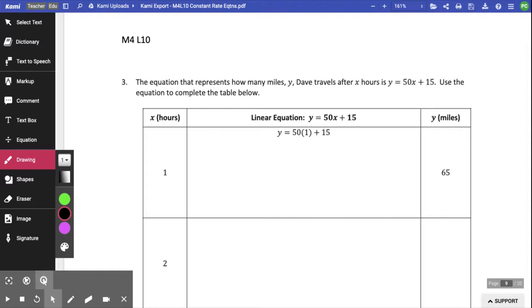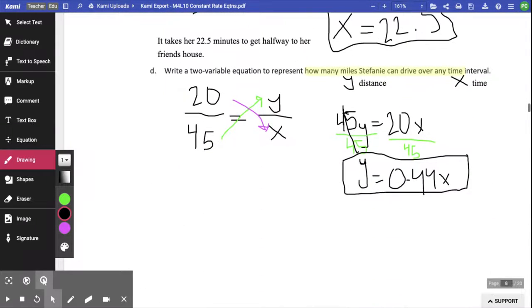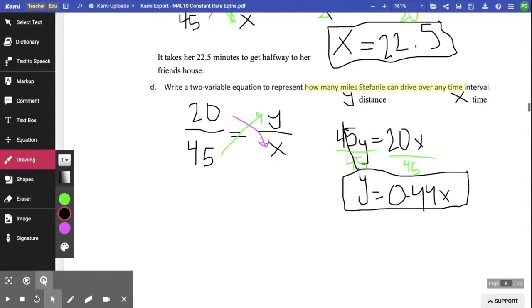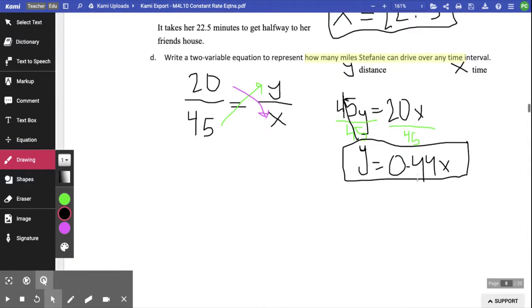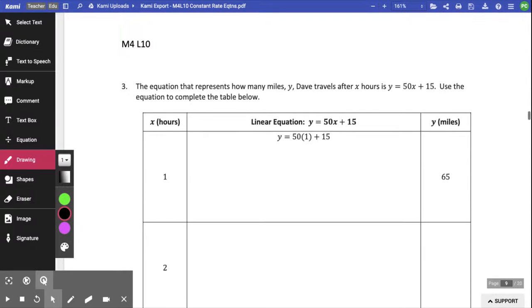Alrighty, this is number 3 from Module 4, Lesson 10, which was the constant rate equations. Now that we've completed problem number 1 and 2, parts A, B, C, and D, and we've seen how we can use equal proportions of constant rate to solve for any missing value or to create an equation with two variables, we want to see how we can use this equation to interpret or answer how many miles somebody is going to drive in a certain amount of hours that they spend driving.